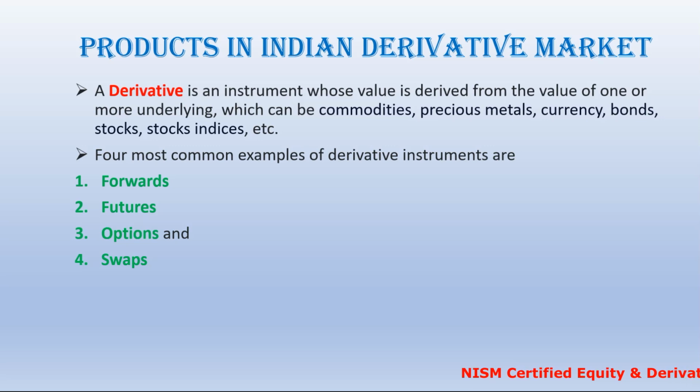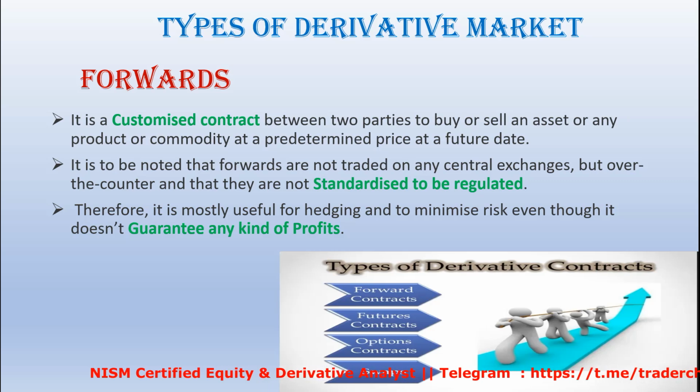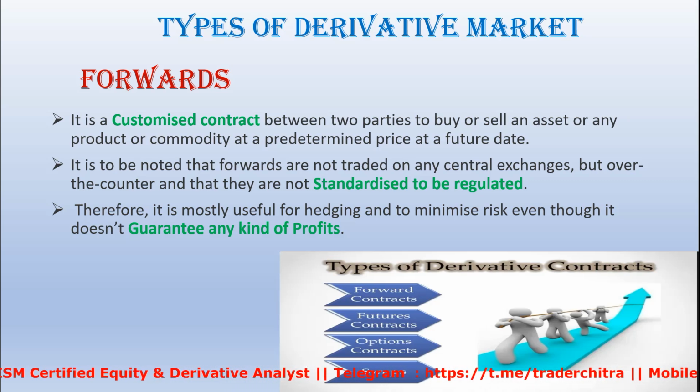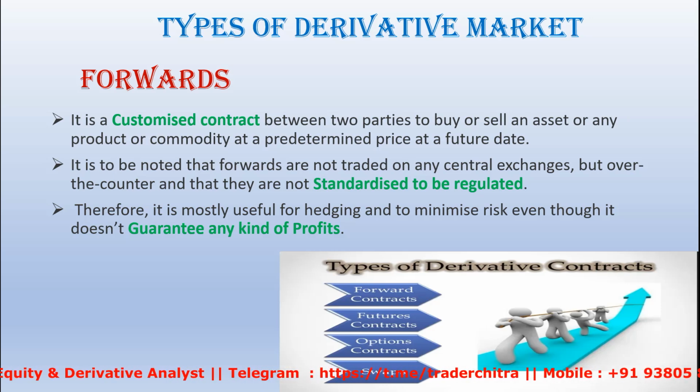So now what are the derivative instruments which we are used for trading? So what is called forwards? It is the customized contract between the two parties to buy or sell an asset or any product or commodity at a predetermined price at the future date. So at the future date we are buying or selling. So that is called the forwards.